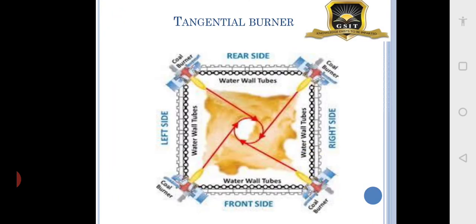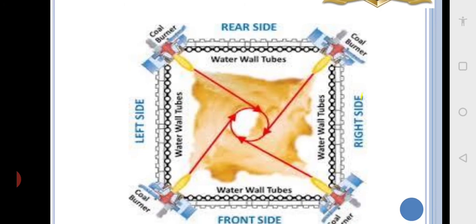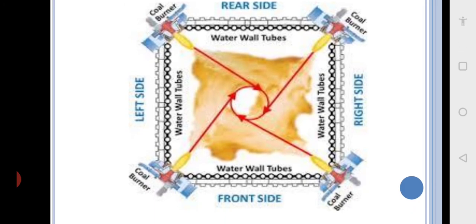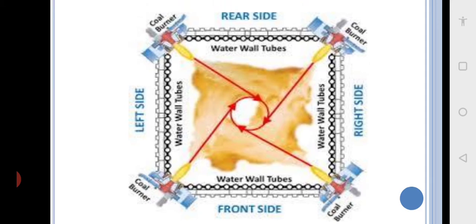Then you have something called tangential burner also. You can see in the center, the four burners are there at the four corners, and it will create a whirl, a turbulence, and this combustion will ensure that the coal particles are mixed well vigorously and burnt, and the amount of heat liberated.